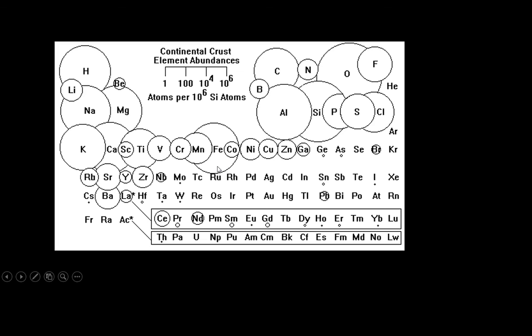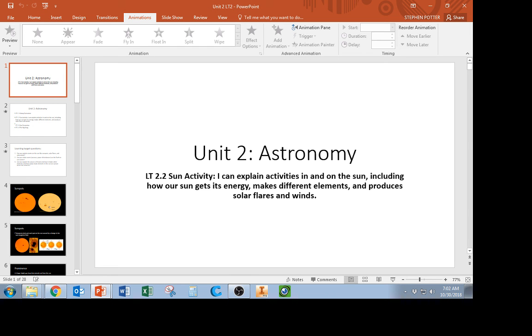which obviously needed to happen for those elements to get to us, because the elements that are currently in our star can't also be here on Earth. So all the elements here on Earth came from previous stars that exploded, which is kind of cool. So that is the end of this learning target.